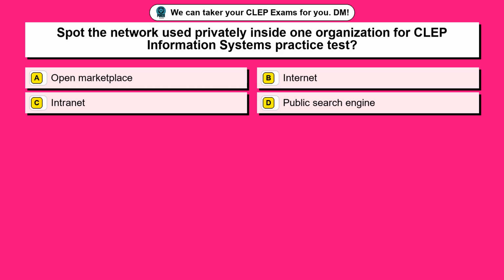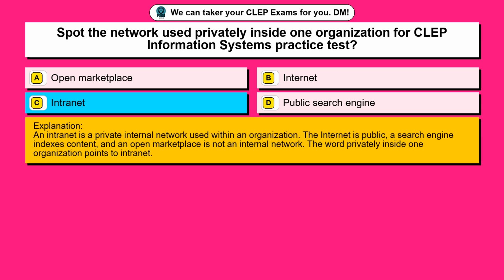Question 24. Spot the network used privately inside one organization for CLEP Information Systems practice test. Option A, open marketplace. Option B, internet. Option C, intranet. Option D, public search engine. The correct answer is option C, intranet.